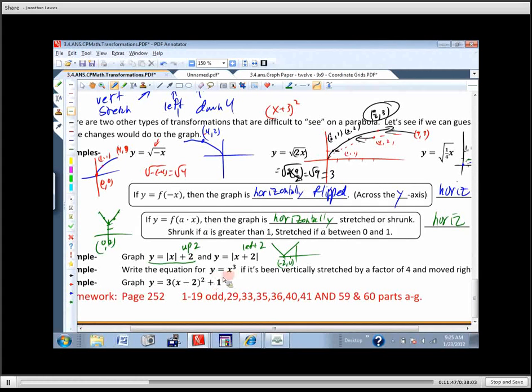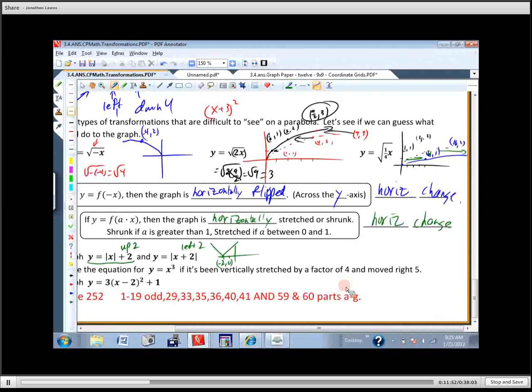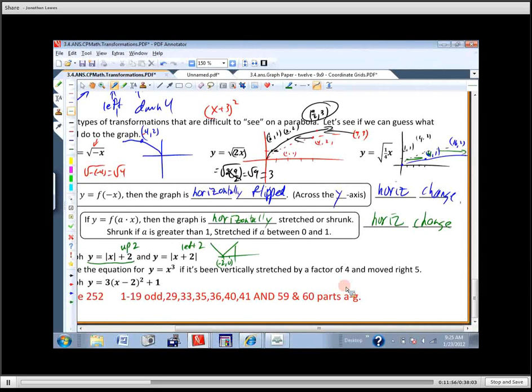Write an equation for y equals x cubed if it's been vertically stretched by a factor of 4 and moved to the right 5 units. Vertically stretched by a factor of 4 and moved to the right. Now, vertically, that's got to be a change after it makes the shape, so outside the cubing, not with the x. And to the right, see, if we move it to the right, that's horizontal change, right? So you got to change the x. How do you move something to the right? Subtract 5.